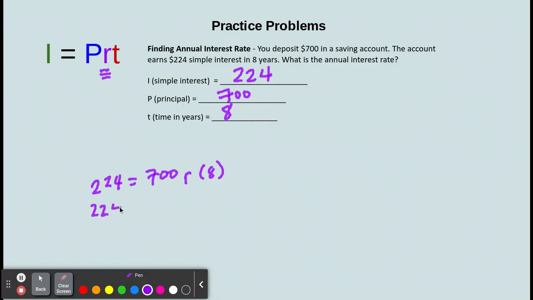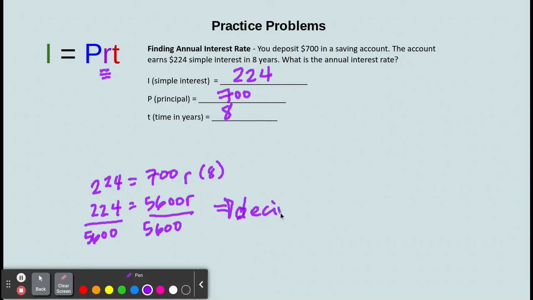So 224 equals 5,600 R. Divide both sides by 5,600. And for this particular problem, I'd say go ahead and use a calculator to calculate that out. All right, so you're going to get a decimal as your answer. And then you need to convert that into a percent. And that is your answer for this problem.